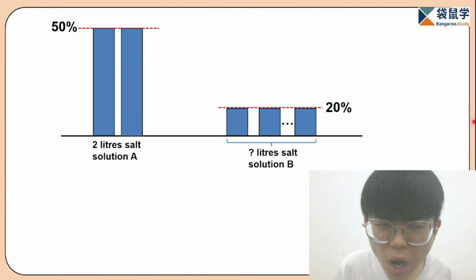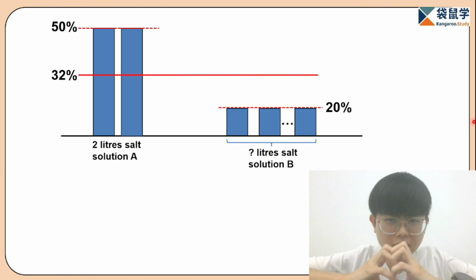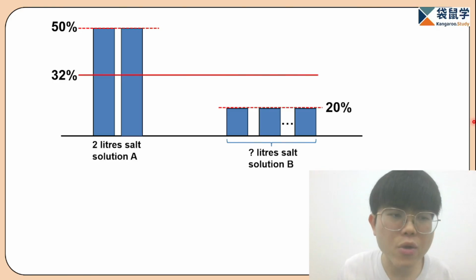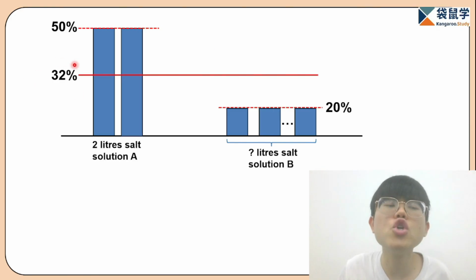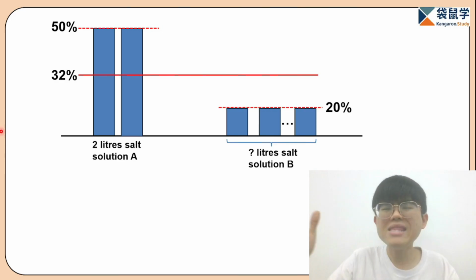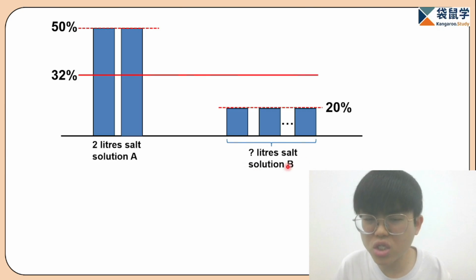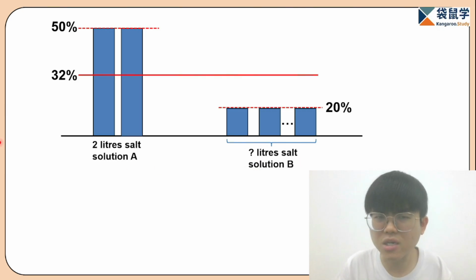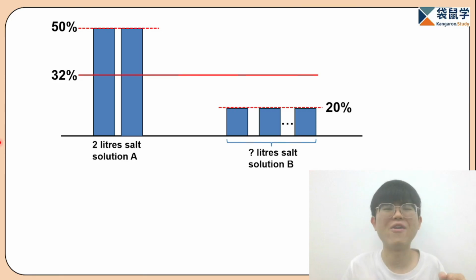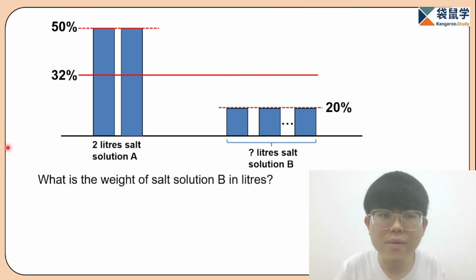In this question, we are also given that when you mix the 2 solutions together, the result you get is 32% concentration of salt. Now in this question, how do we find out the liters of this salt solution B? What is the total weight? How do we want to find it? Alright, everyone. Now in this question, the first thing we want to find out is the weight.